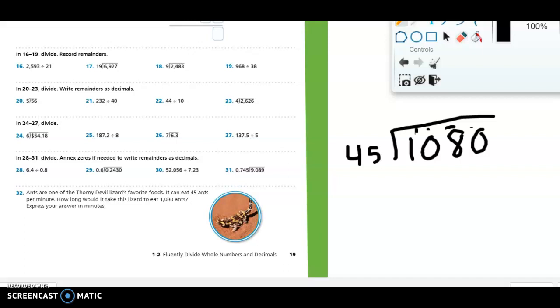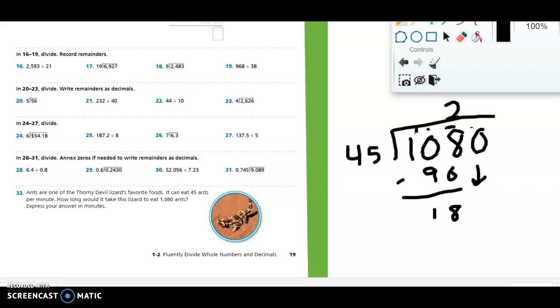All right. So I'm looking at how many groups of 45 are in 1. Now that's not going to go. 45 in 10, that's not going to go. 45 in 108, well, I know that'll go 2 times. And 2 times 45 is 90. And when I subtract, I end up with 18.